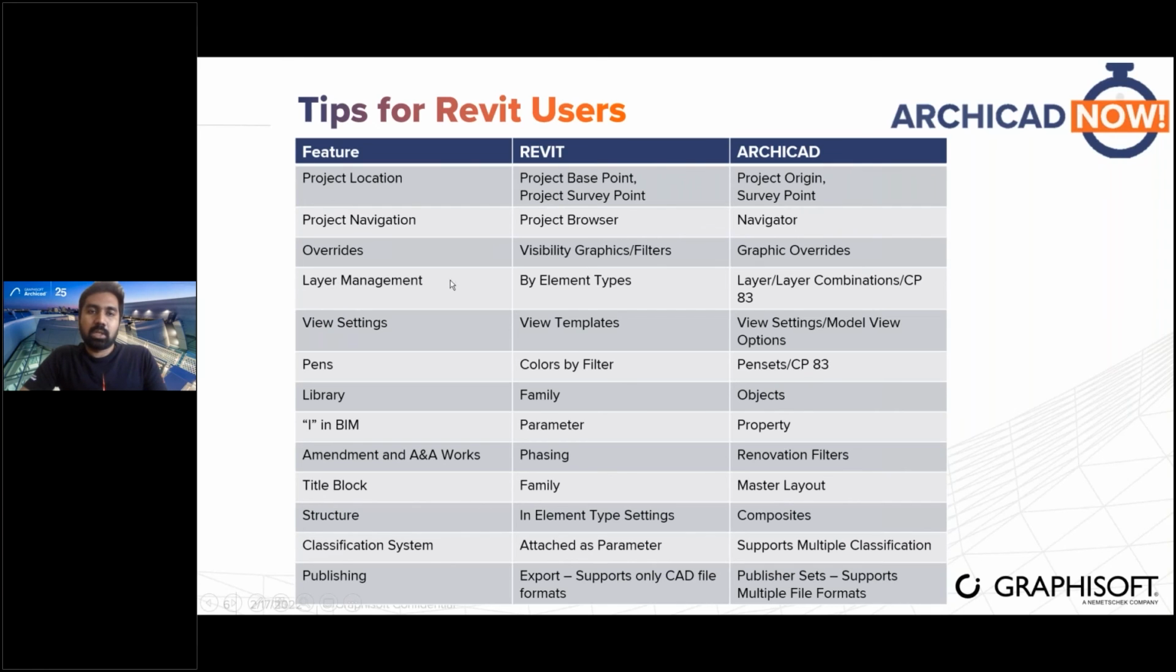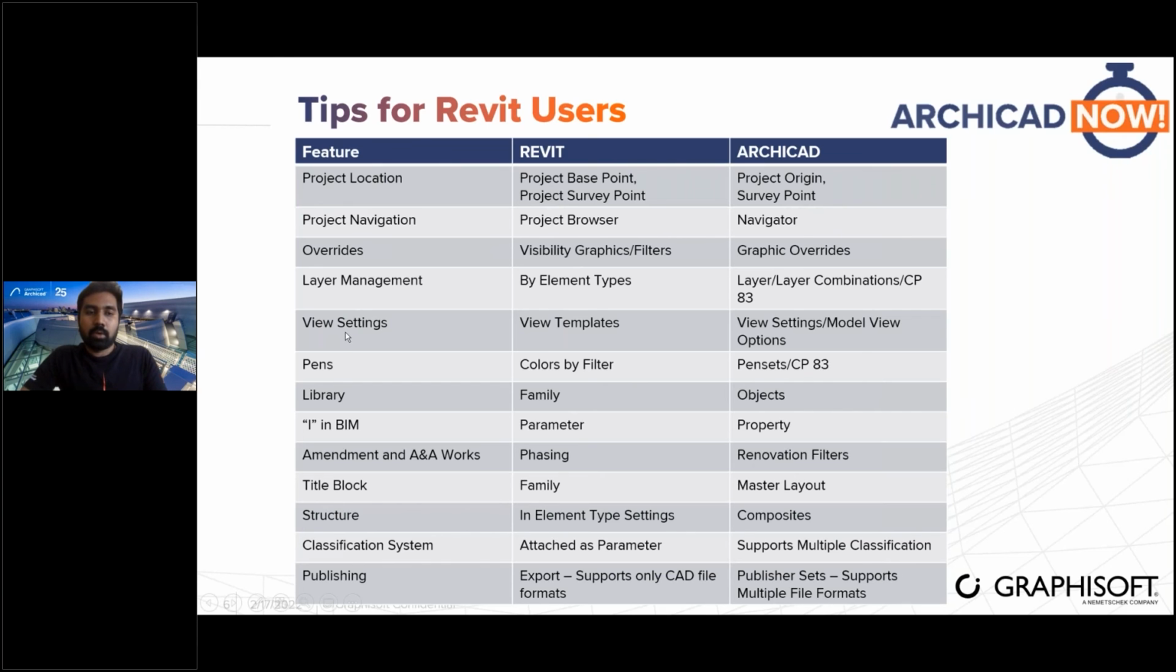For the layer management, Revit doesn't have any layers, but it goes by element types. Okay. And for Archicad, we have layers, and we also have layer combinations, and we can create layer combinations based on the CP83 standards, which is already included inside the project, the BCA template. So you'll be able to find that. So for Revit, when you want to export in a file format like DWG, you need to map the elements before exporting. But for Archicad, you can use the default layers and then do the exports. Or if you want to change the layers, you can use the DWG translators to map the layers between Archicad and the DWG layers.